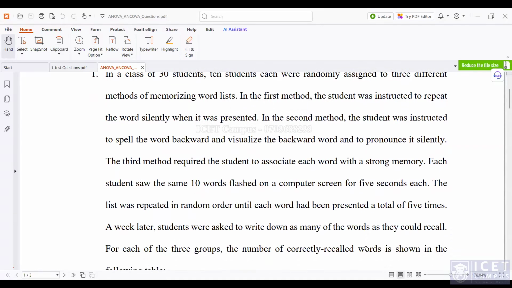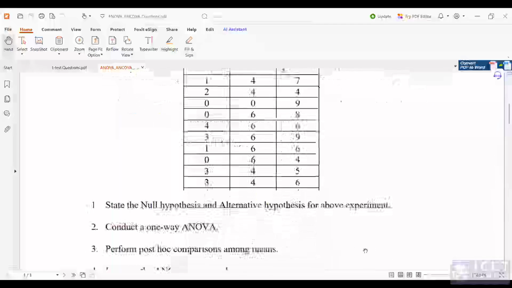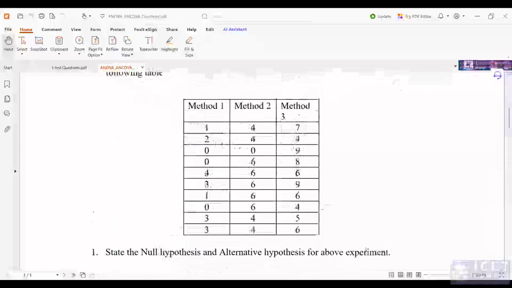Each student saw 10 words flashed on a screen for 5 seconds each. The list was repeated in random order until each word had been presented a total of 5 times. A week later, students were asked to write down as many words as they could recall for each of the following three groups. The number of correctly recalled words is shown in the following table. There are three methods, one, two, three. So if there are more than two, we cannot go for a t-test. Now we have to go for ANOVA.